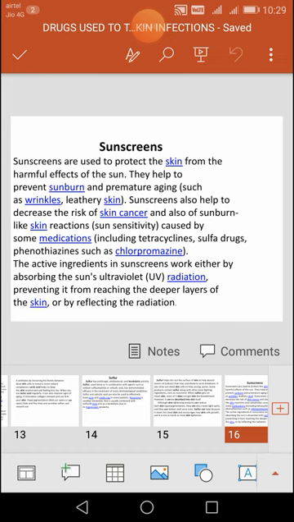So what happens here is, when the skin is continuously exposed to sunlight, there is a chance of getting skin cancer.